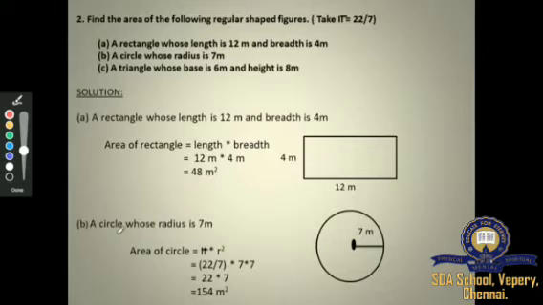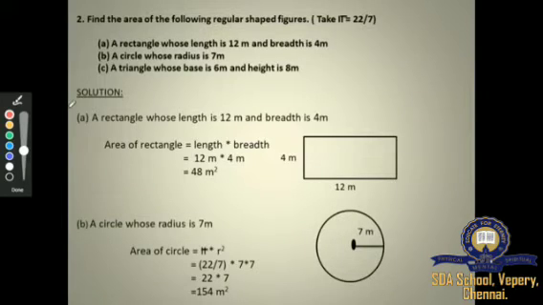Next we have a circle whose radius is 7 meter. So area of circle is equal to pi r square. They have asked us to take the value of pi to be 22 by 7. So the value of pi is 22 by 7 into r square. So the radius is given to be 7 meter. So it is 22 by 7 into 7 into 7, which is equal to 22 into 7, which is equal to 154 meter square. So area of circle is equal to 154 meter square.